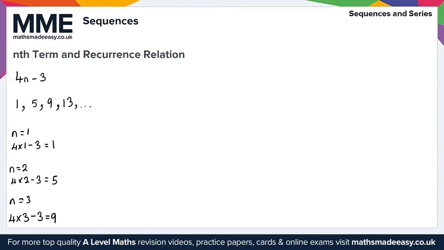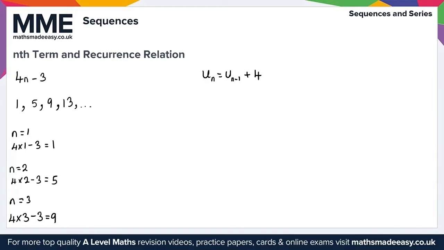Now, a recurrence relation instead defines the next term using the previous one. So first we define un as the nth term, then the sequence is defined by a formula in terms of un minus 1. Let's take a look at another example. Using the same sequence here, this has the recurrence relation of un equals un minus 1 plus 4 there.